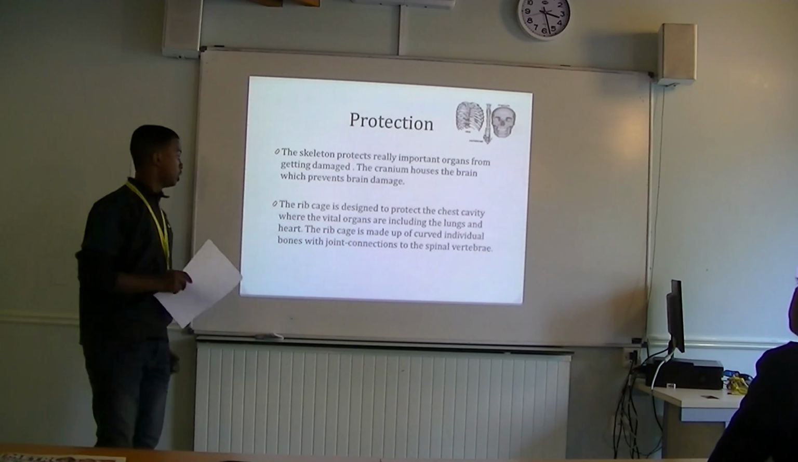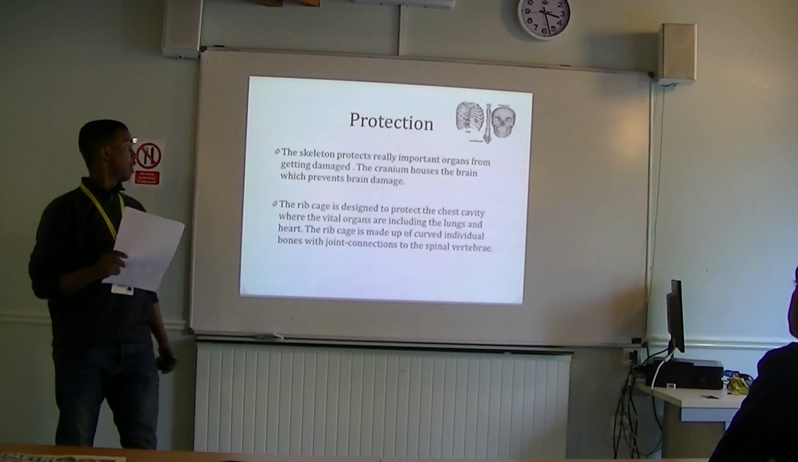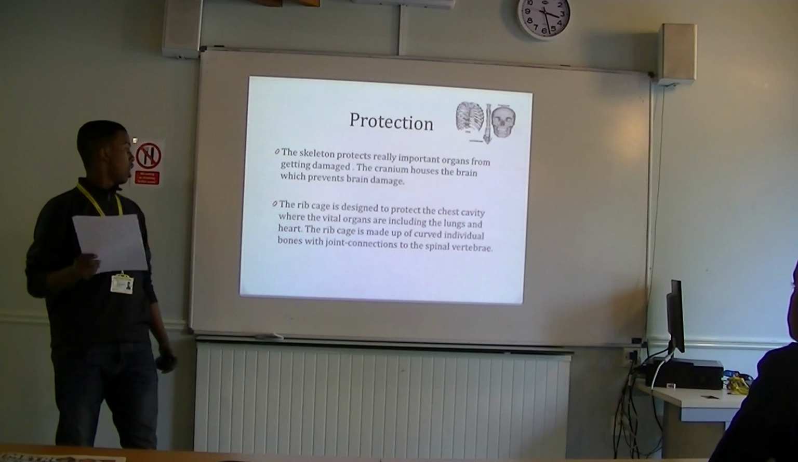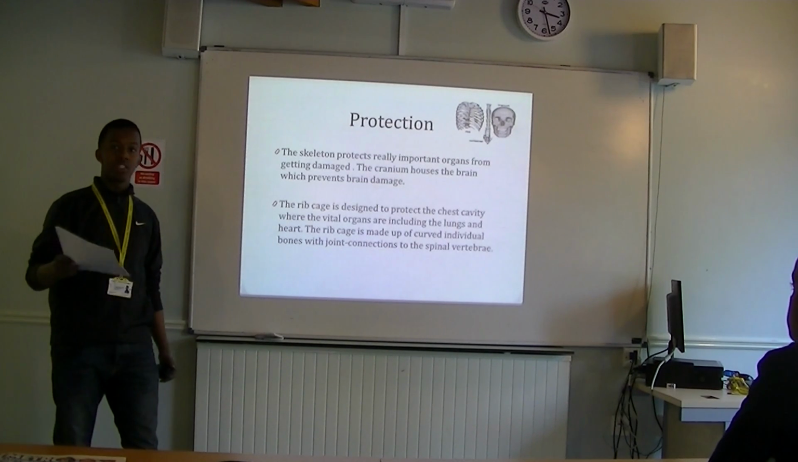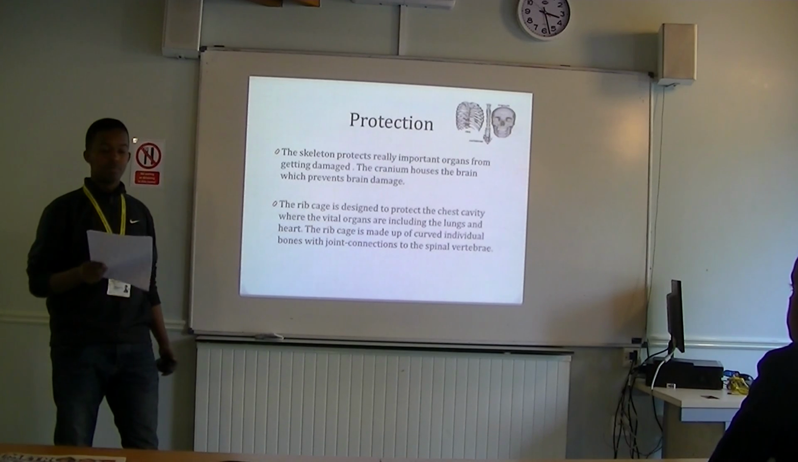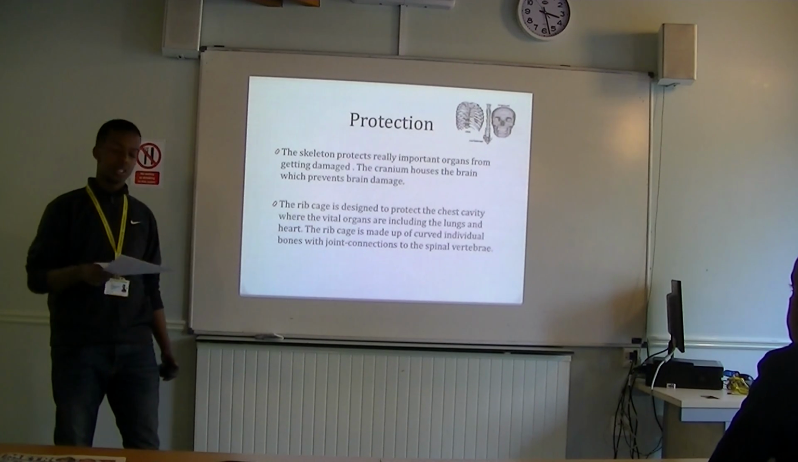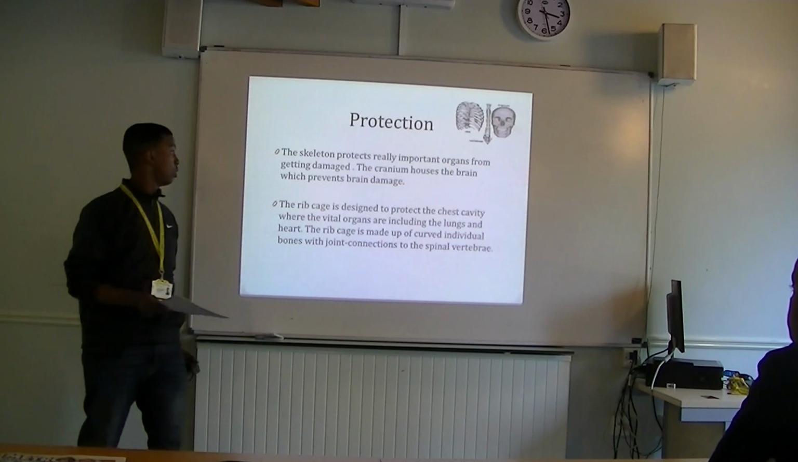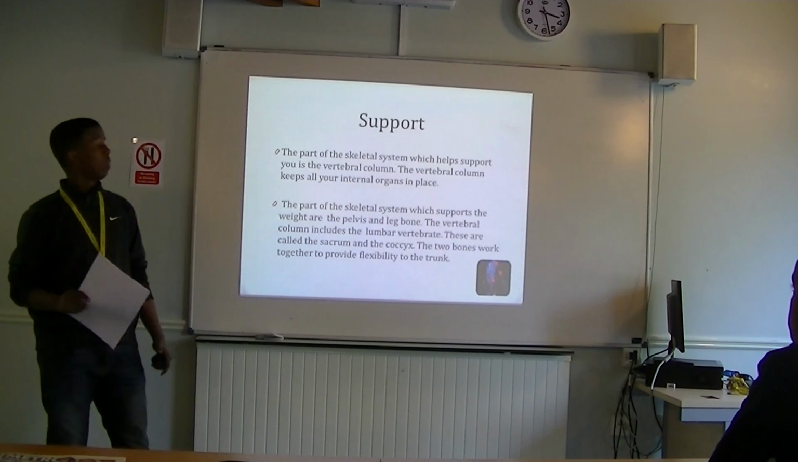And the rib cage is designed to protect the chest cavity, where the vital organs are, including the lungs and heart. So if a player collides into you and hits your chest, the ribs will be able to protect the lungs, liver, and heart.